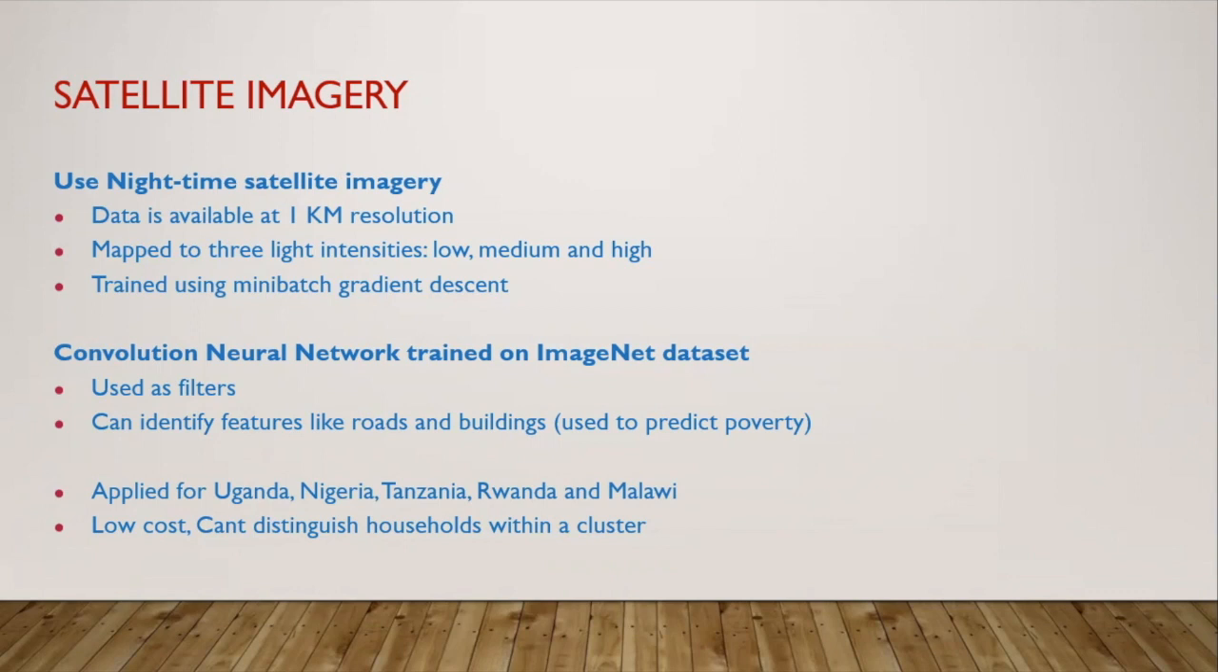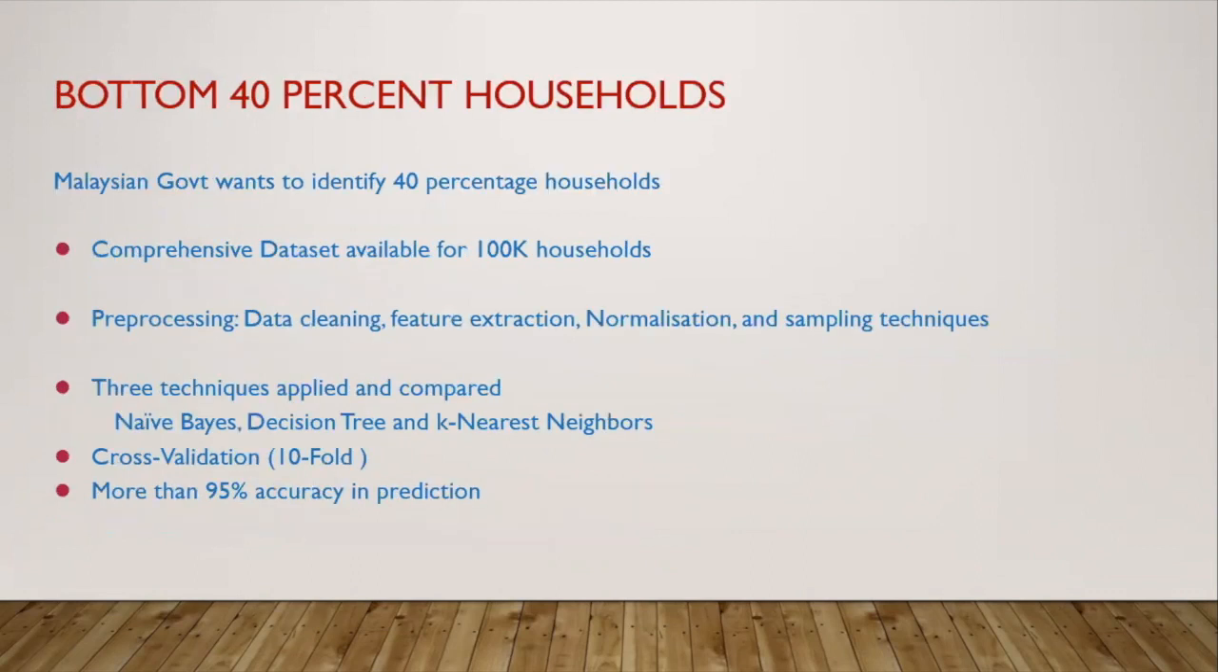Both the data sets are used together. This technique is low cost and efficient. However, it cannot distinguish households within a 1 kilometer cluster. So we can identify poverty at the 1 kilometer cluster level. Within a cluster, classification at the individual house level is not performed.